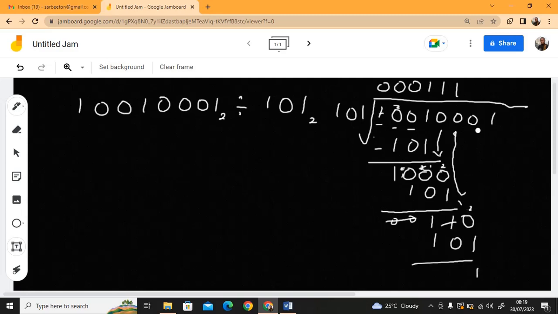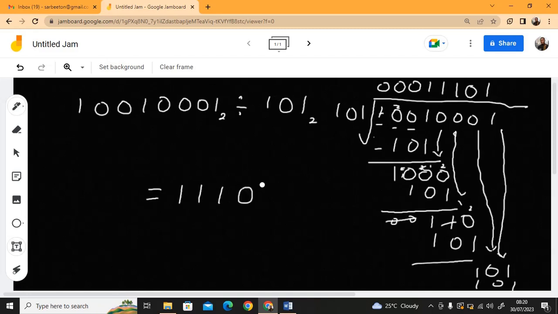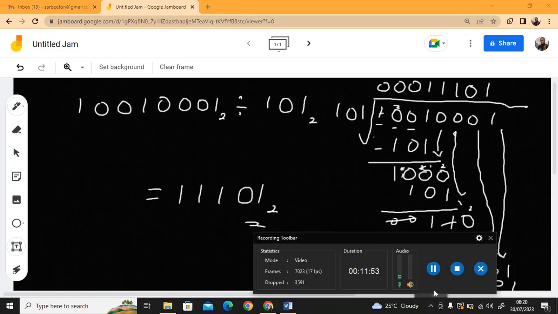So you bring this 0 down. And you know that 101 is bigger than 10, so you're going to write 0. Then you bring this 1 down also, so that is 101. 101 divided by 101 is 1. So 101 times 1 is 101, so the remainder is 0. So the final answer is 11101 base 2. So that is it. We are still going to look at more questions under this.